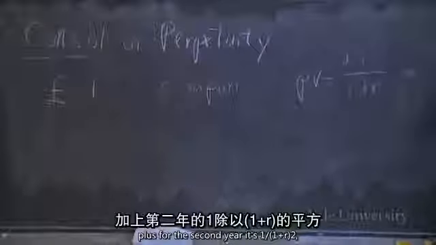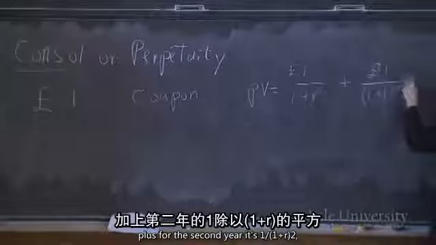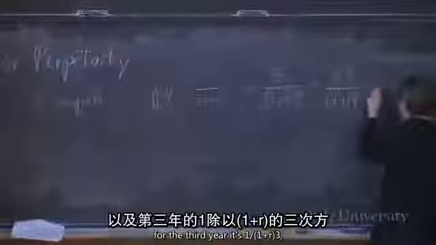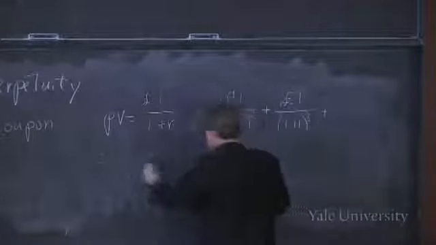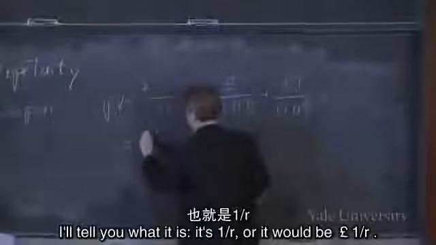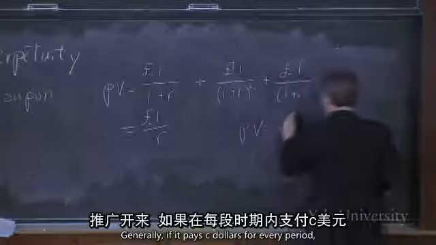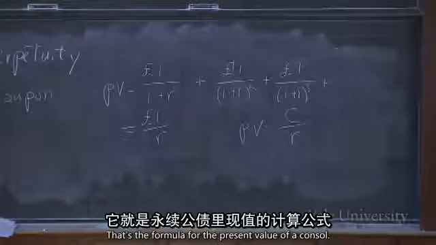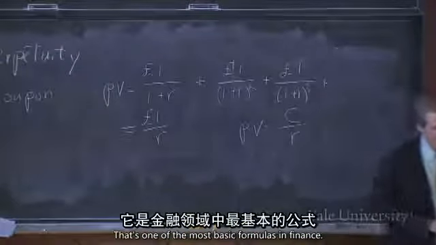Plus, for the second year, it's £1 over 1 plus r squared. For the third year, it's £1 all over 1 plus r cubed. And that goes on forever. So that's an infinite series, and you know how to sum that, I think. Anyway, I'll tell you what it is: it's 1 over r, or £1 over r. Generally, if it pays C dollars for every period, the present value is C over r. And so that's the formula for the present value of a consol. That's one of the most basic formulas in finance.